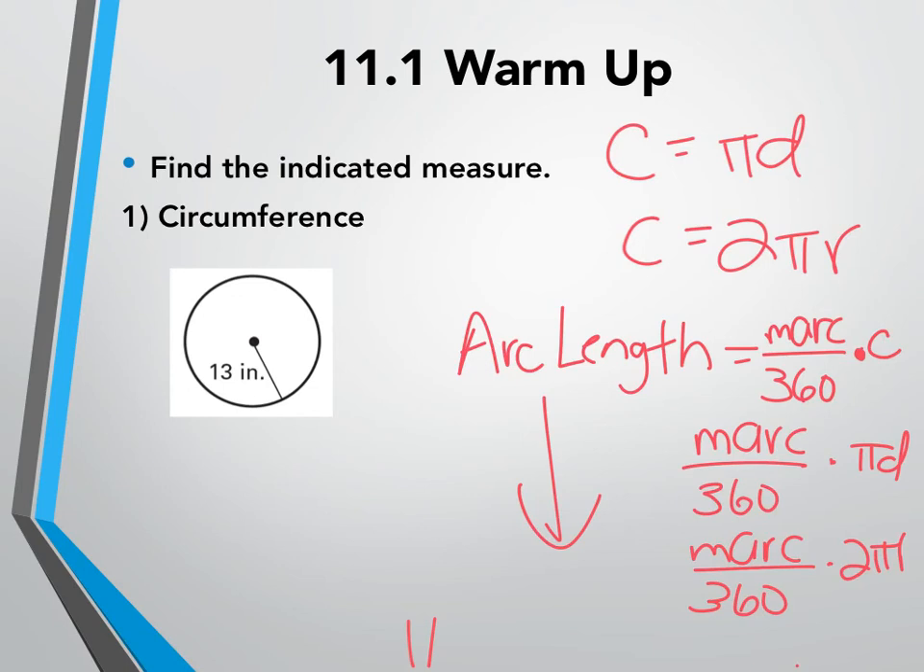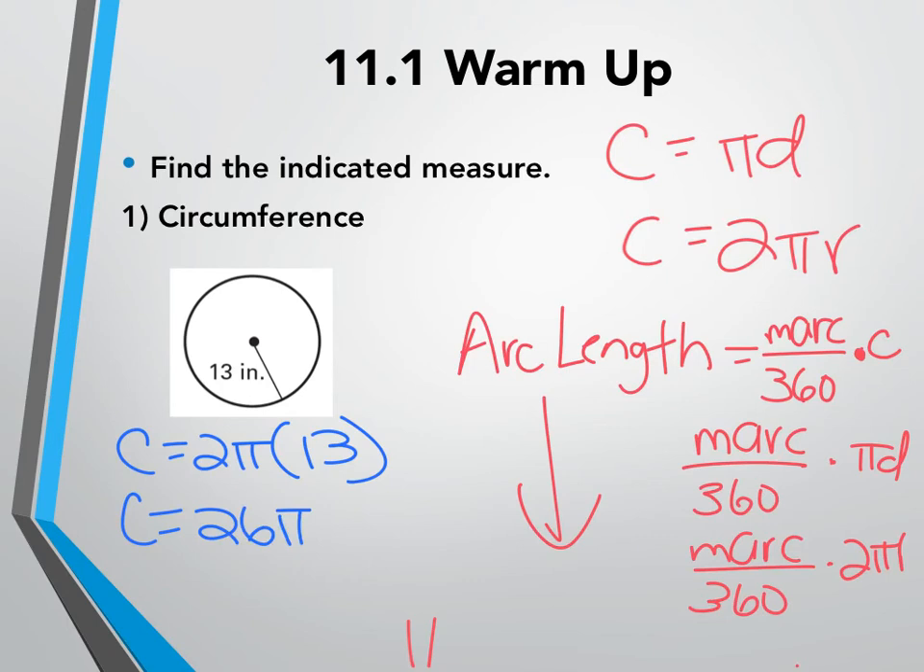So this question is asking for the circumference. I just have to do 2 pi times the radius, which would be 13. If left in terms of pi, it would be 26 pi.